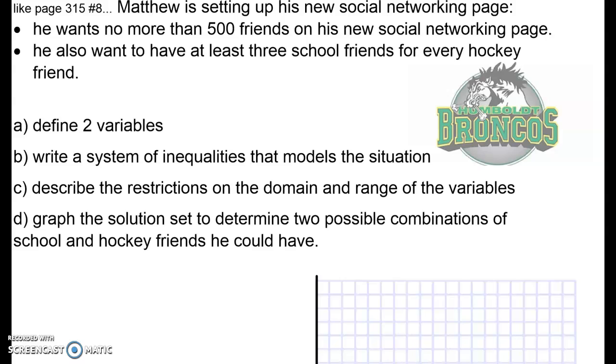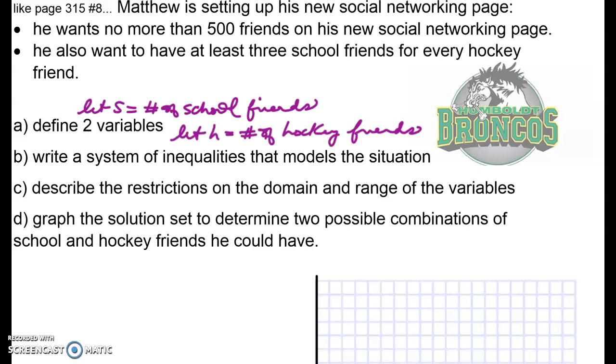Let's define 2 variables here. Something that makes sense. We can see there's 2 options within the question. We have school friends and hockey friends. So let's let S equal the number of school friends and H equal the number of hockey friends. You can write that down. Okay, good. Now, second, B, we're supposed to write a system of inequalities that models the situation.